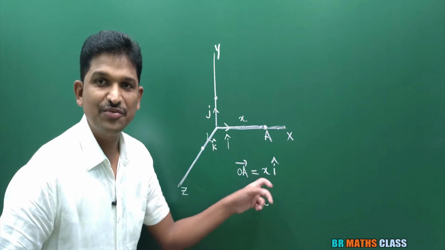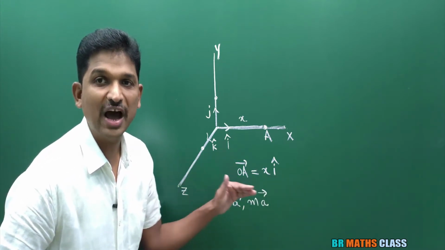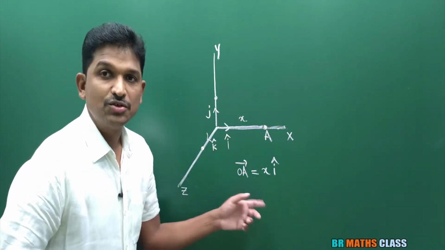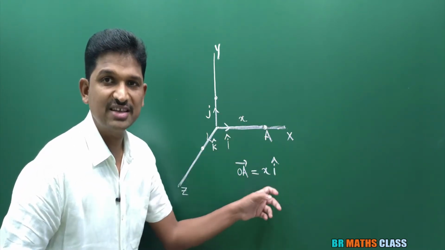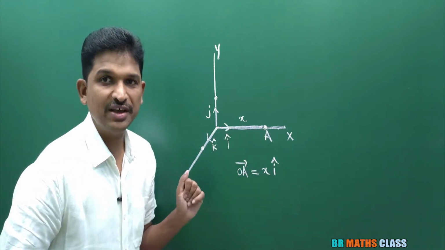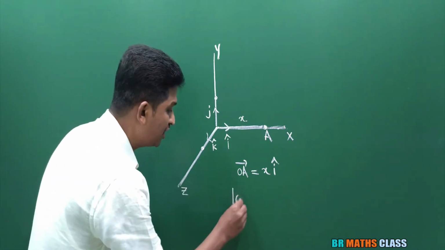What is the direction of x i cap? The direction of x i cap is along the direction of i cap. What is i cap? i cap is along the direction of the x-axis. So I written OA bar as x i cap. x i cap is a vector along the direction of the x-axis. That point is clear. Now, what is the magnitude of OA bar?